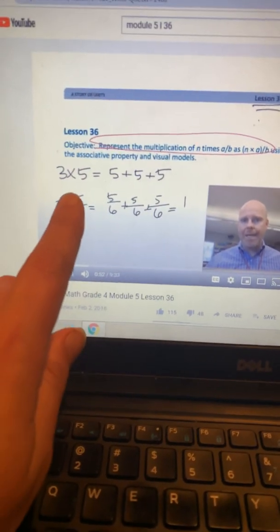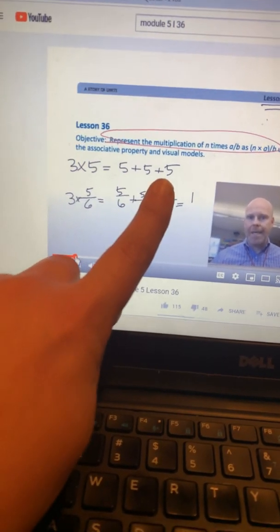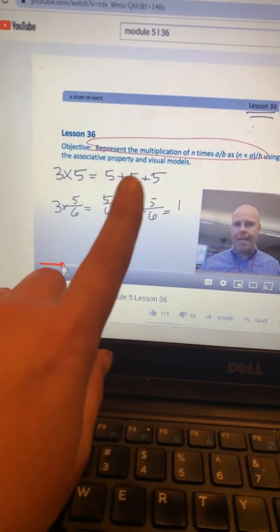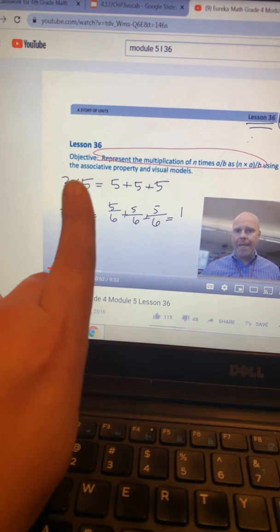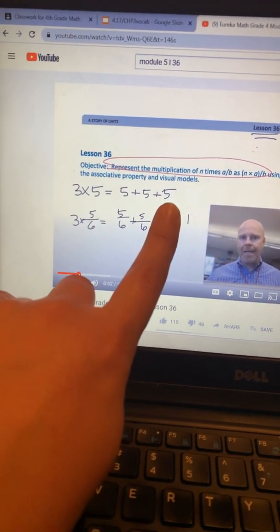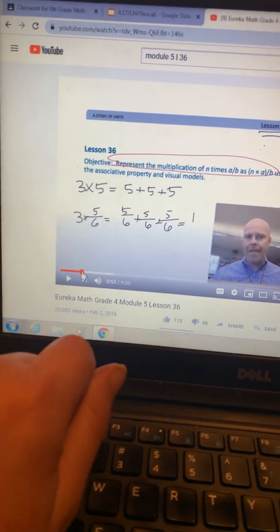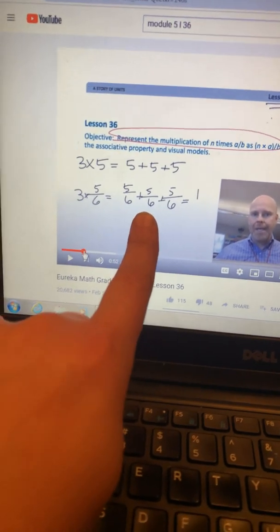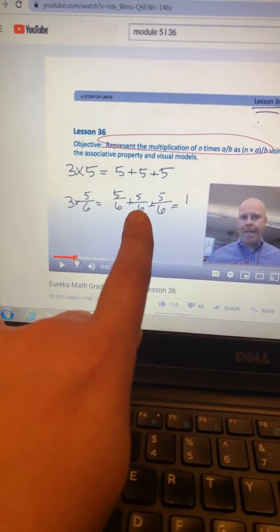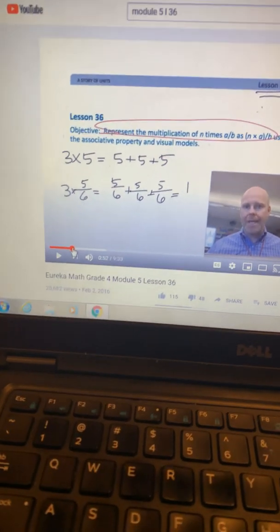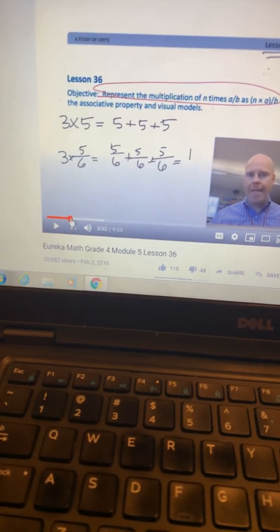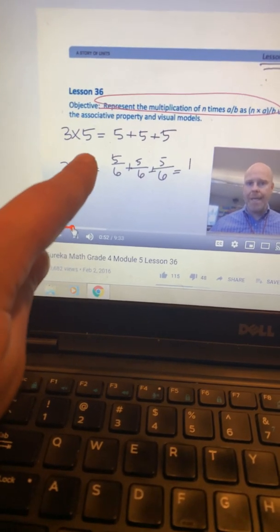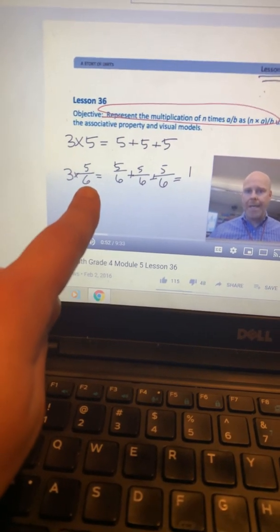So what we see here is we see repeated addition. We know that 5 plus 5 plus 5 is 15. We also know that 3 times 5 is 15. And we also can apply that to fractions. 5/6 plus 5/6 plus 5/6 is also repeated addition. How many times are we adding it? Well, we're adding it 3 times. So 3 times 5/6.